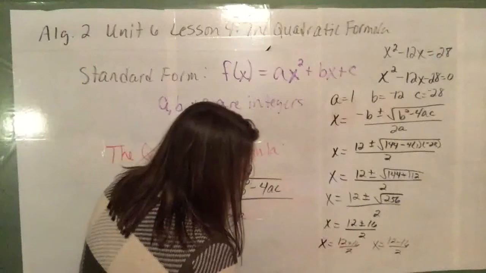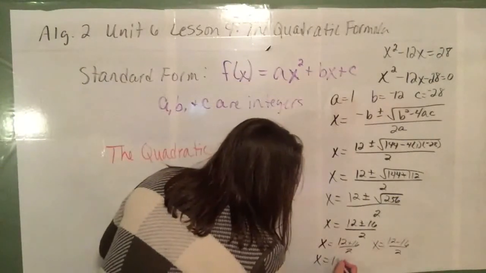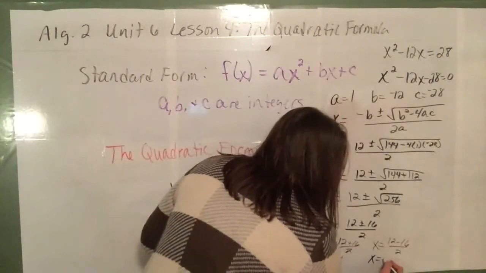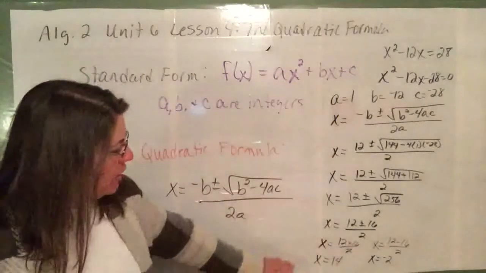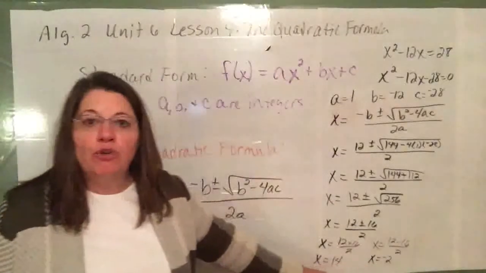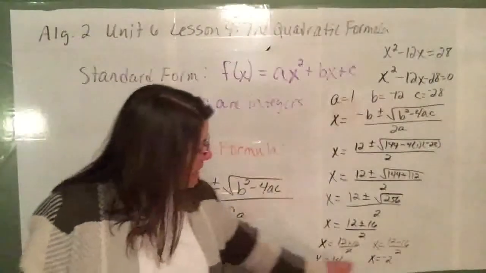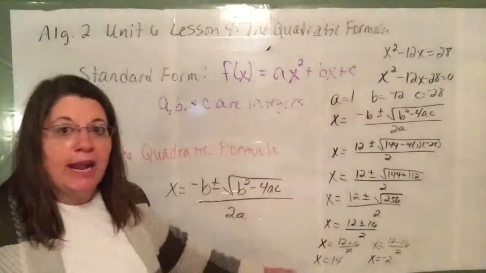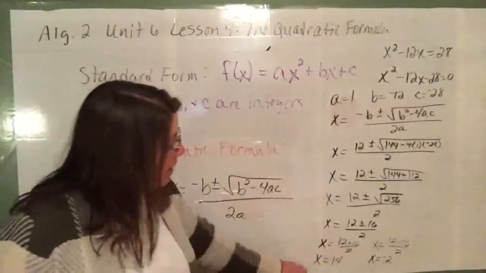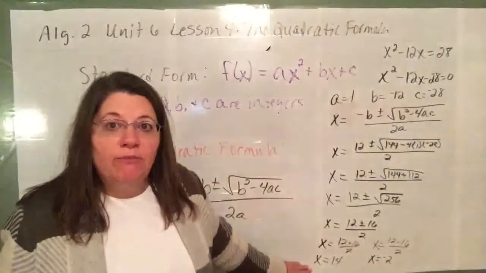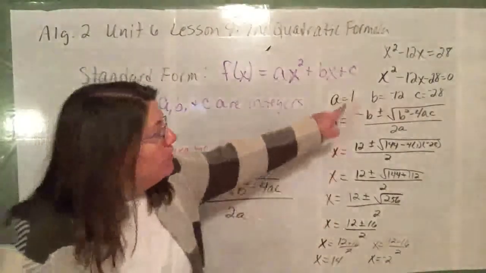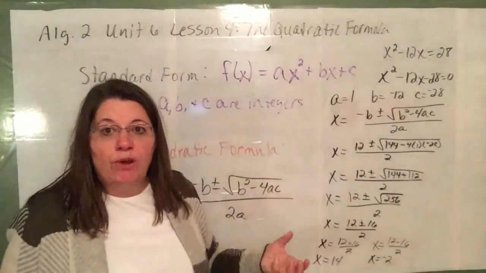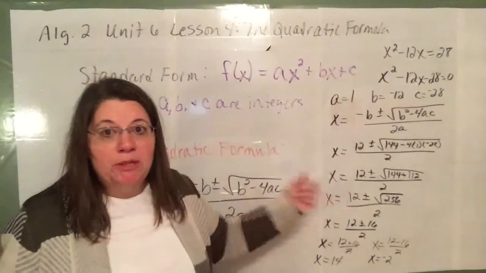So 12 plus 16 is 28. 28 divided by 2 is 14. 12 minus 16 is negative 4. Negative 4 divided by 2 is negative 2. So our two roots, the two places where it crosses the x-axis, are at 14 and at negative 2. Now, when this happens and you have integer answers in your problem, what that means is this was a factorable problem. This one could have been factored at the beginning if you look. And if they don't specify that you have to use the quadratic formula, factoring would probably be easier for this.